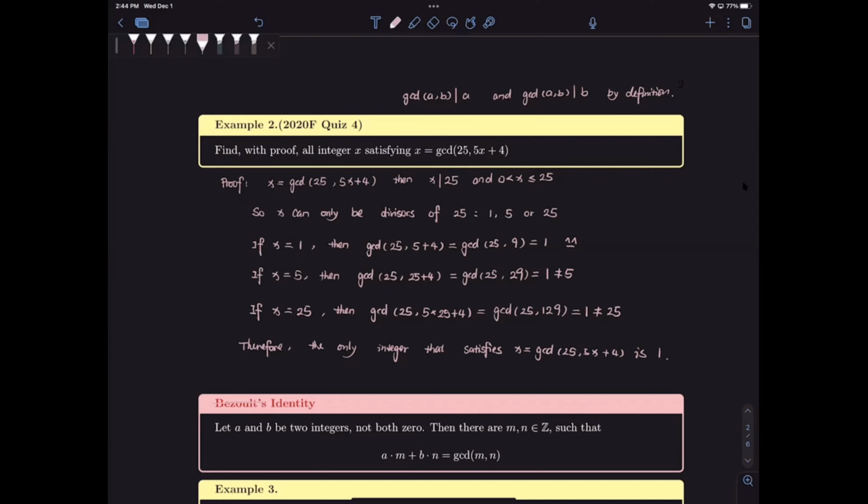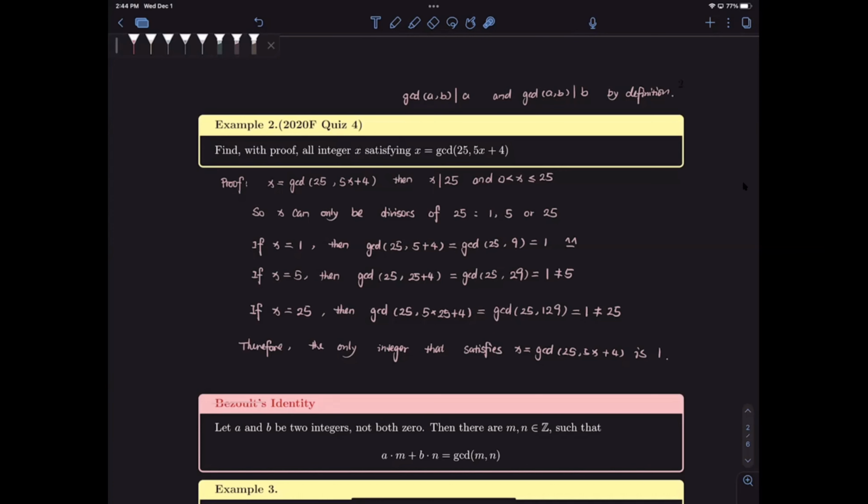What if it was 3 instead of 5? Which one do you want to change to 3? Like here, 5x changed to 3x? Is that what you mean? 9 and 3x plus 4. Oh, it's the same. So you need to discuss divisors of 9 and discuss cases. So it's going to be 1, 3, 9. Plug them in and see if you can get anything. Does that make sense?